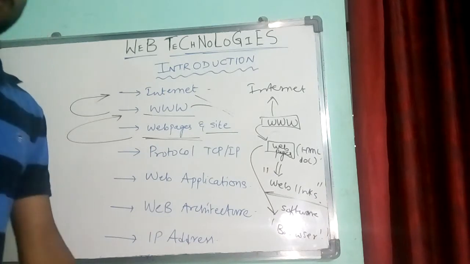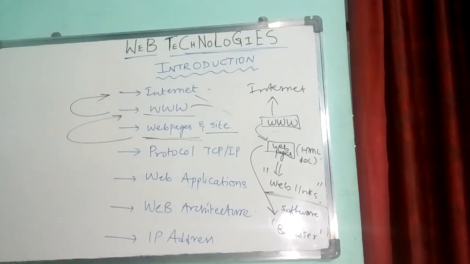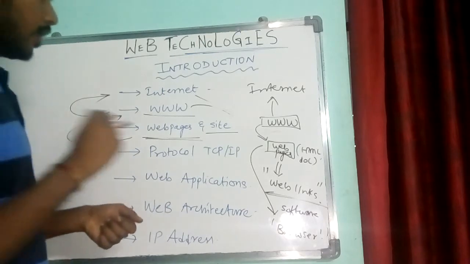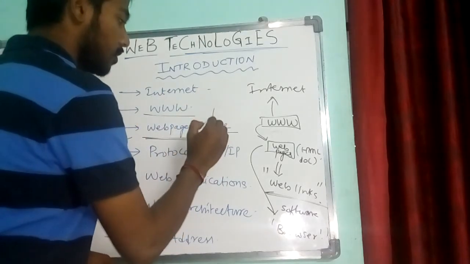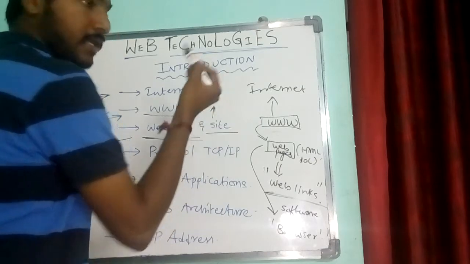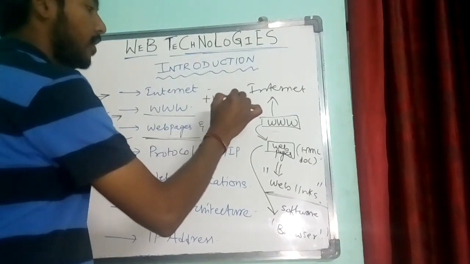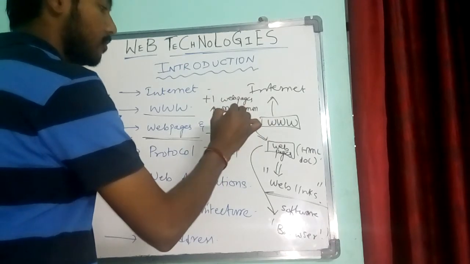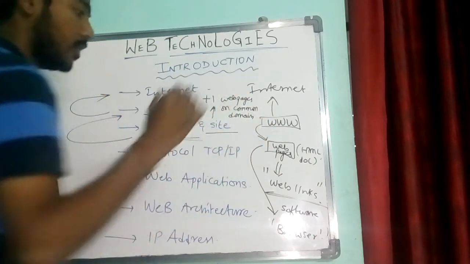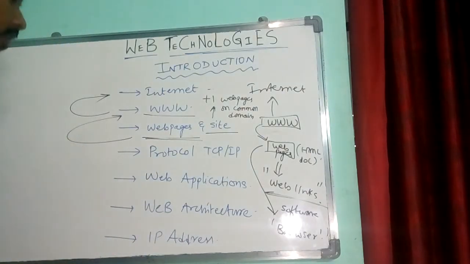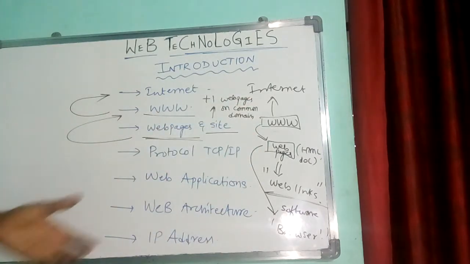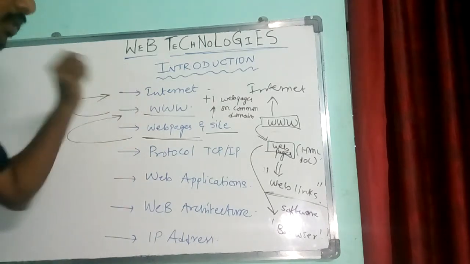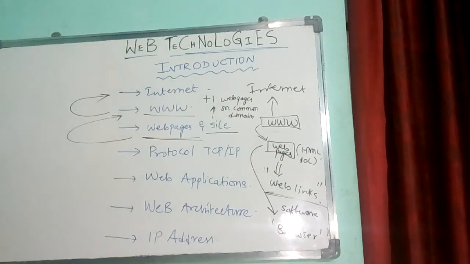If I have more than one web page associated with a common domain, then I'll say it is a website. A website has more than one web page working on the common domain. So this is about the internet, the www, web pages and websites.